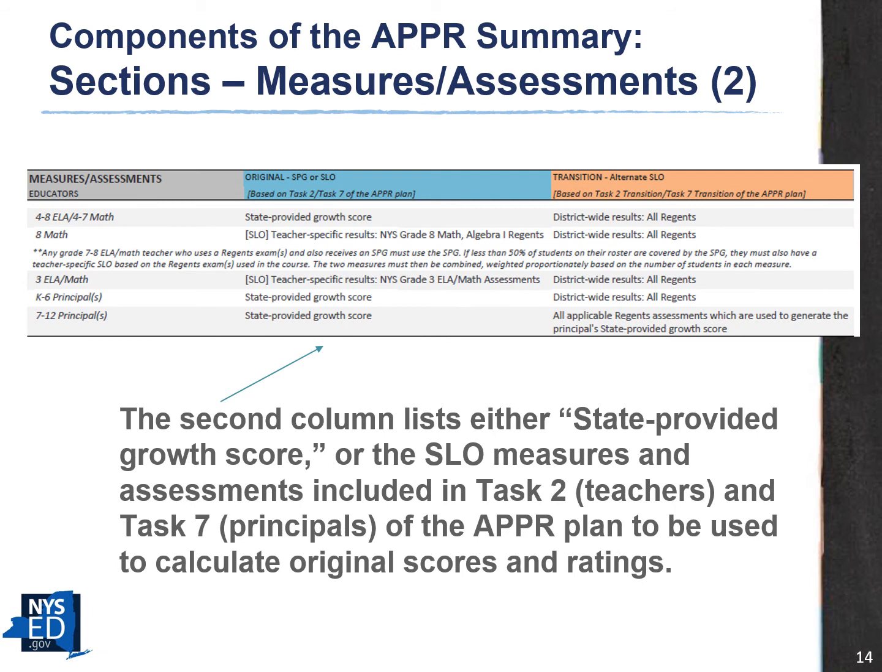Components of the APPR summary: sections, measures, or assessments 2. The second column lists either state-provided growth score or the SLO measures and assessments included in Task 2 for teachers and Task 7 for principals of the APPR plan to be used to calculate original scores and ratings.